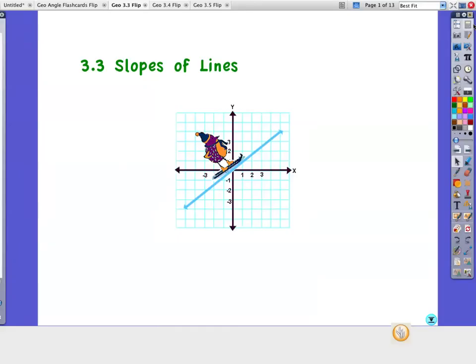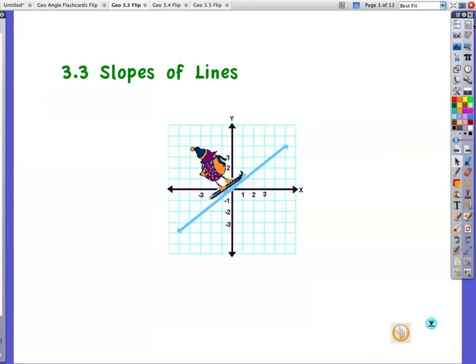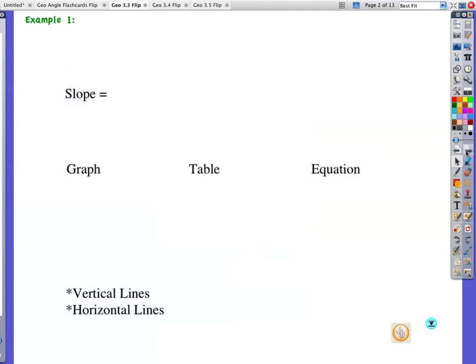Okay, this is lesson 3.3, slopes of lines. So you might want to think, oh my gosh, slopes, we're going skiing. You can think of it that way, but we're talking about the algebraic kind of slopes we're looking at. Definition of slope. It depends on what you're looking at. It depends on if you're looking at a graph, a table, or an equation.